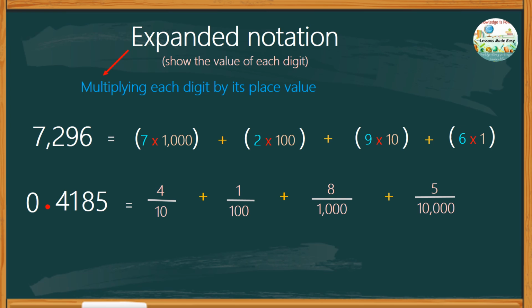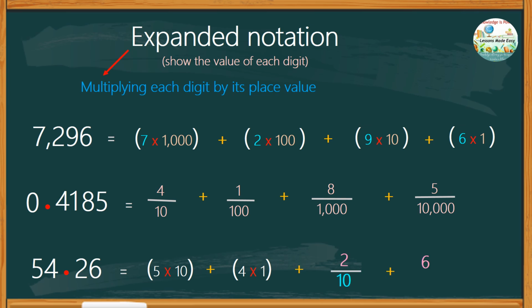So how do you expand a combination of a whole number and a decimal number? For example, 54.26. Just the same, for the whole number, we must multiply each digit by its place value. So we have 5 times 10 plus 4 times 1. Then, add the decimal fraction 2 over 10 plus 6 over 100.